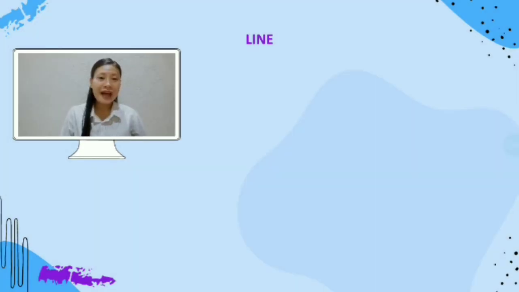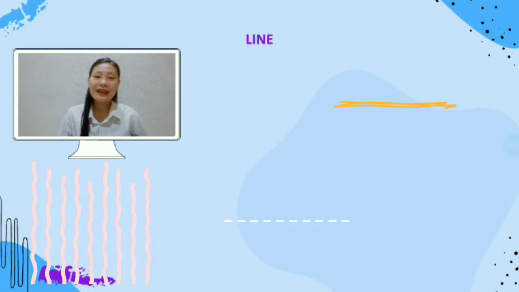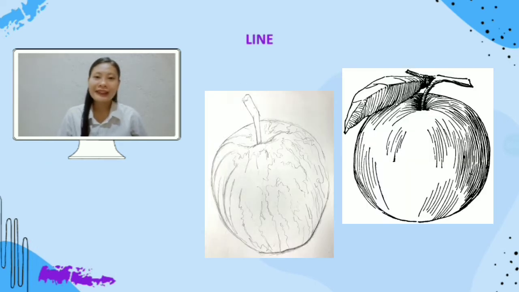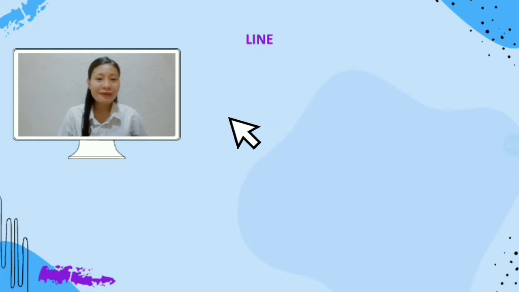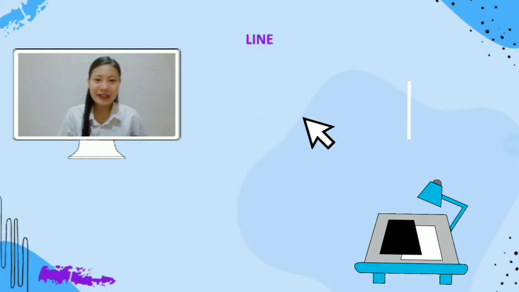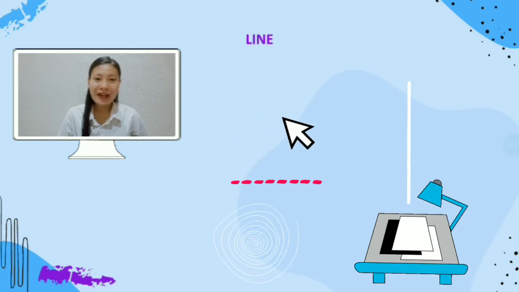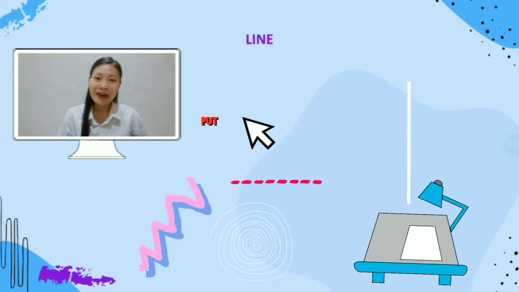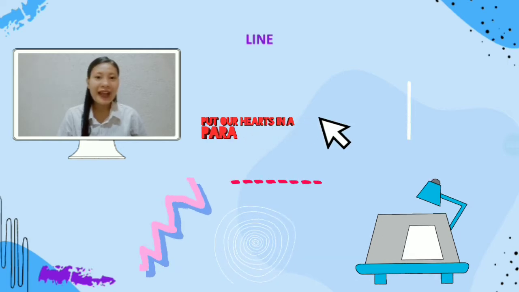Line is a path created by a moving point, mark, or object, and it is considered to be the most basic element of art. Line is the foundation of drawing. It can be horizontal, vertical, diagonal, dash, spiral, thick, thin, zigzag, parallel, curly, and wavy.